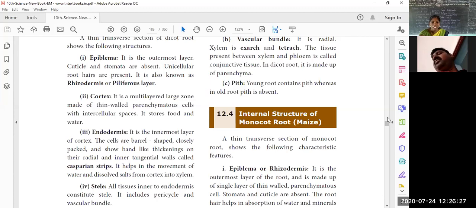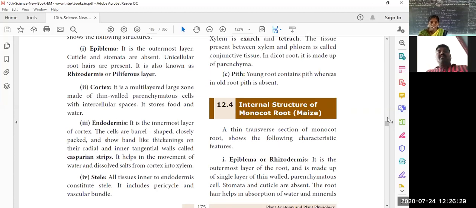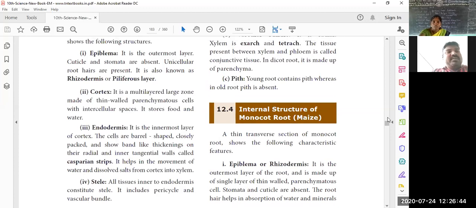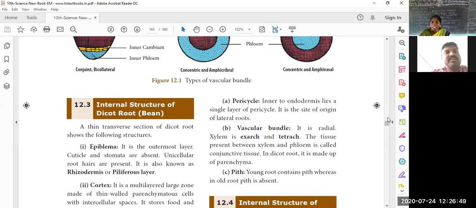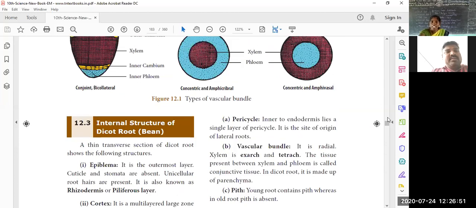Okay, so next stele. All tissues inner to the endodermis constitute the stele. So all the tissues which are present inner to the endodermis are called the stele. It contains pericycle and vascular bundle. Pericycle is inner to the endodermis, present inside the endodermis. It is a single layer of cells. It is the site of origin of lateral roots, where the lateral roots originate.